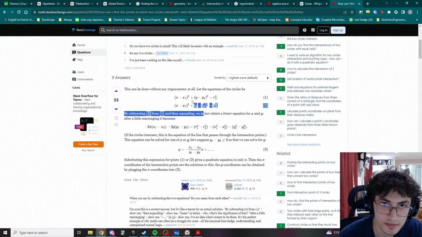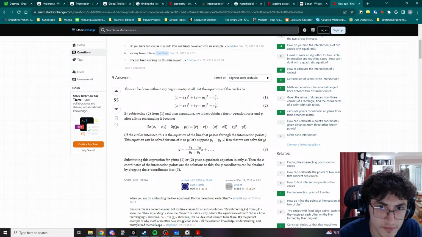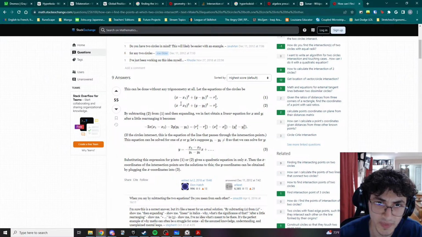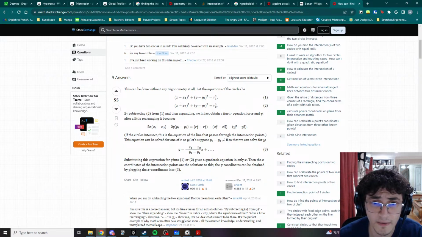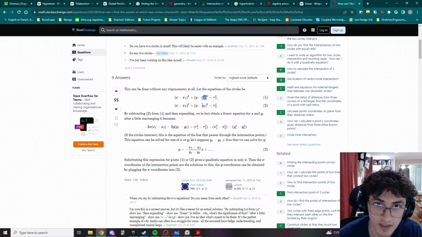If I subtract this equation from this equation, I'll end up with negative 2 times, and then we expand as well. We'll end up with x minus x1 squared, that's x squared minus 2x x1 plus x1 squared. We end up with x1 squared minus x2 squared. We end up subtracting the y1 squared minus the y2 squared.